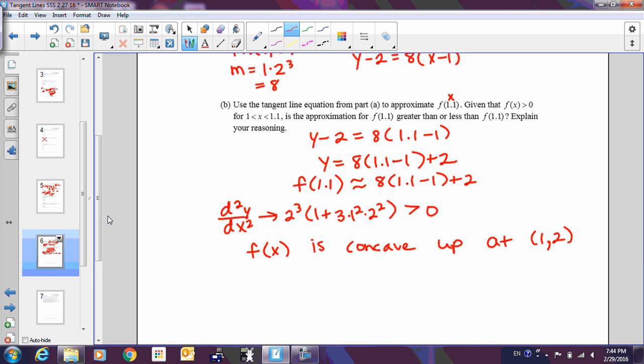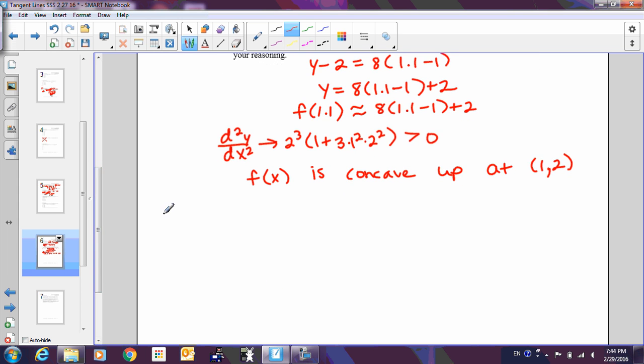All right, and if you've forgotten whether this is over or under, you don't have to guess. Just draw a picture. There's concave up. There's a line. If we were talking about approximating this value, this would be the actual. And then on the line, this would be the approximation. So I can see that the approximation is an underestimate.